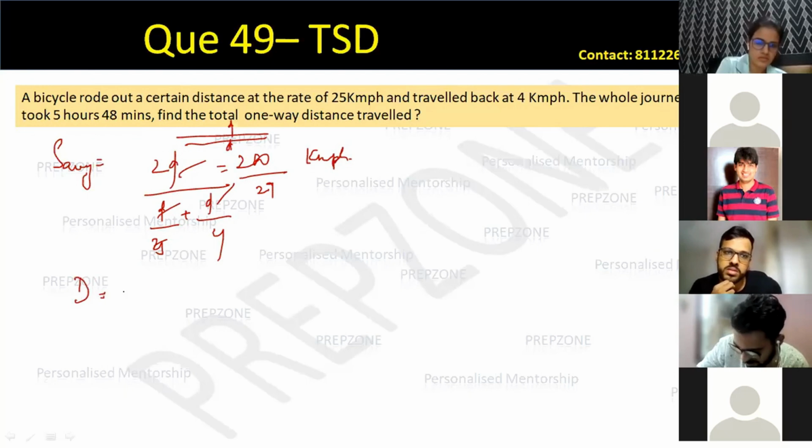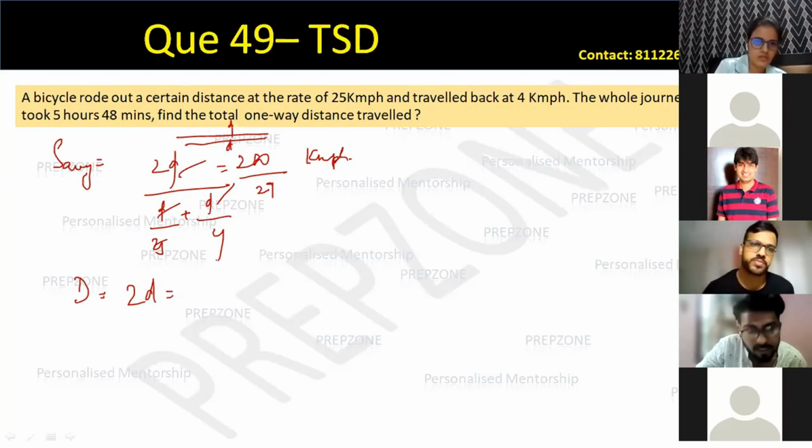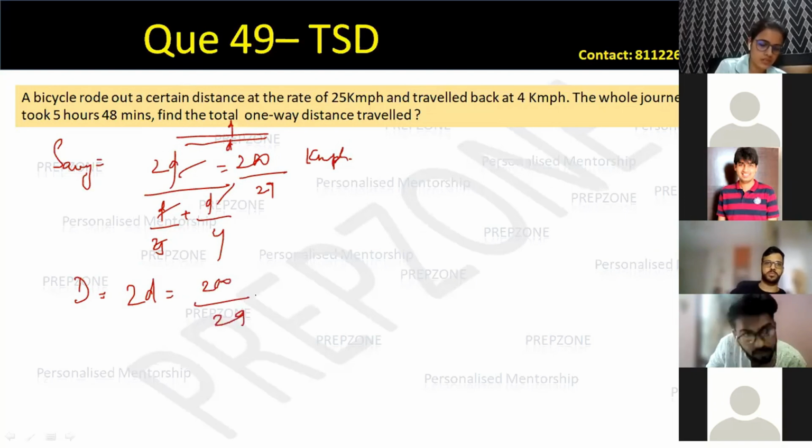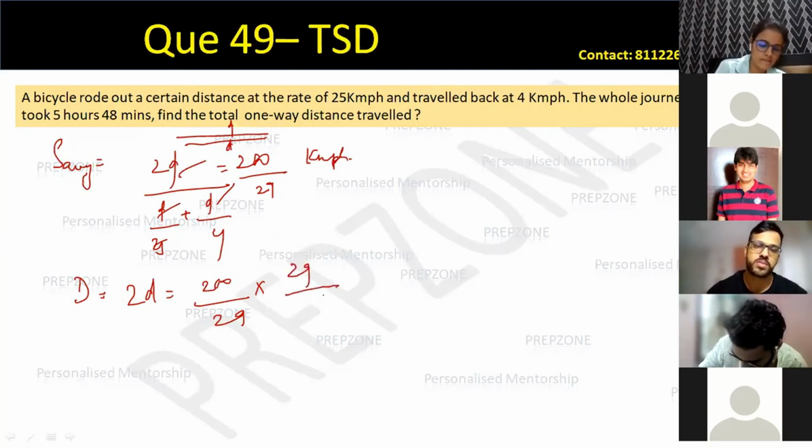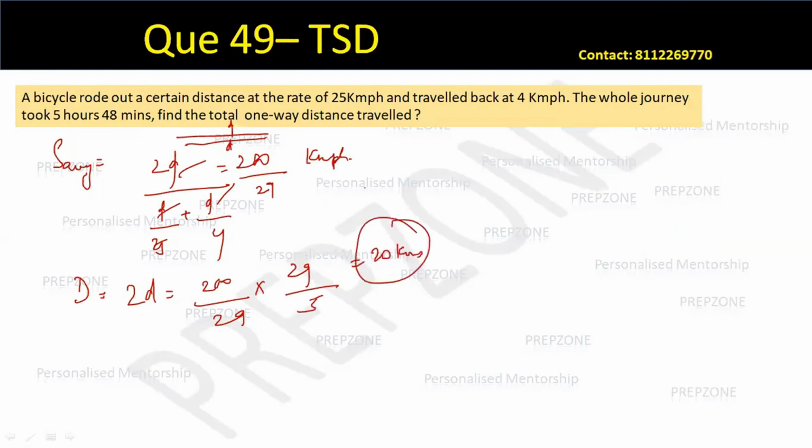And distance will be 2d, which is nothing but average speed into total time taken. Average speed is 200 by 29 kilometers into the whole journey takes what? 5 hours 48 minutes. 48 is 4 by 5. So 29 by 5 is the total time taken. This is 20 kilometers. This is method 1. Yes, sir.